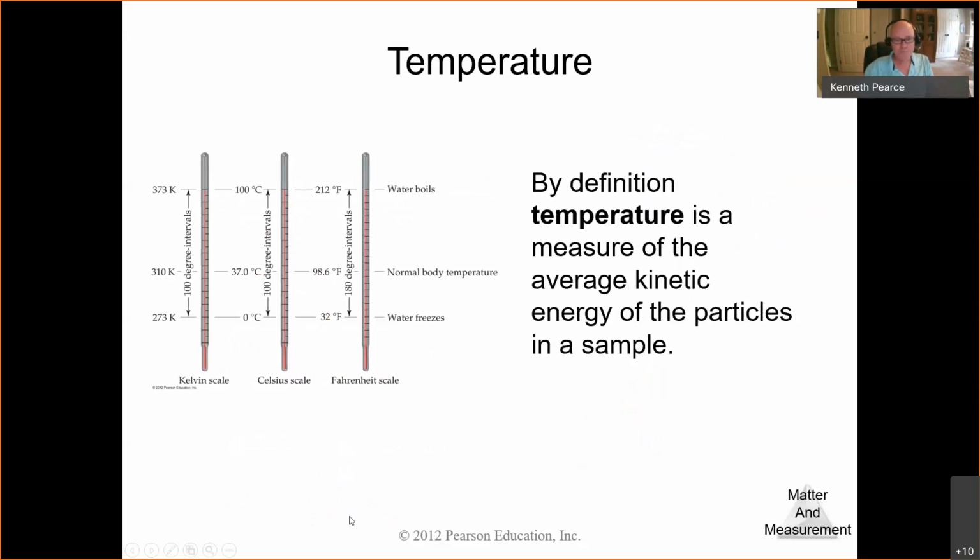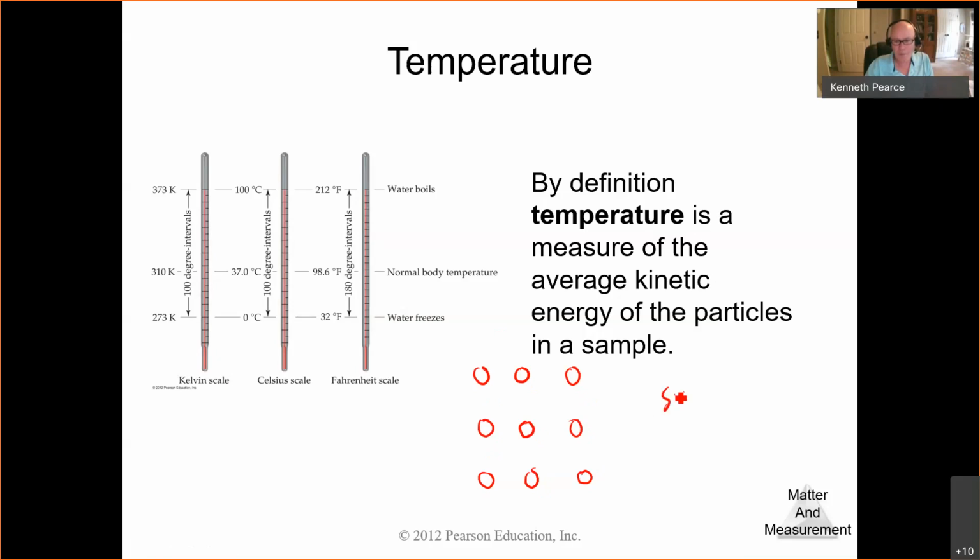Now, temperature is, by definition, how hot and how cold things are, but it's a measure of the average kinetic energy of the particles. What do we mean? Well, if you get down to the atomic level, here's some atoms that are next to each other in a solid. A common picture that you may have seen in high school or in some other science class, this is a solid.